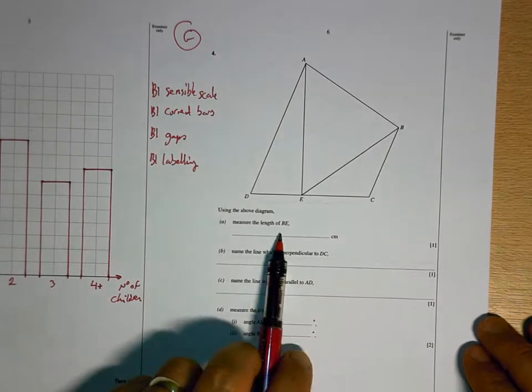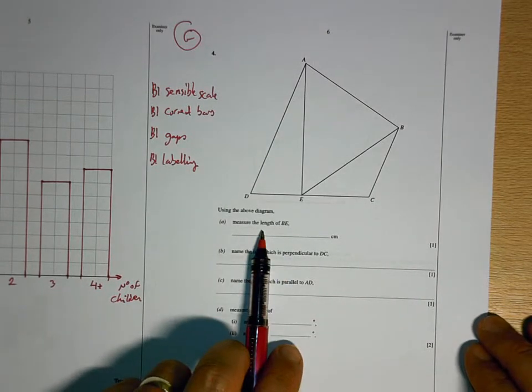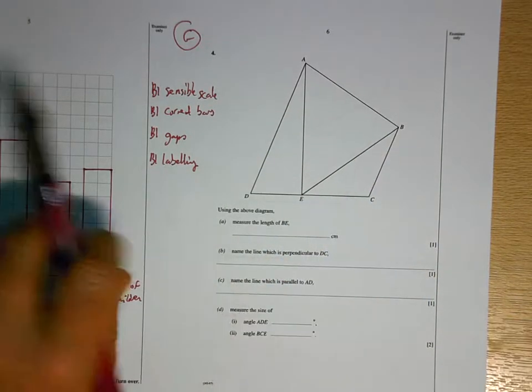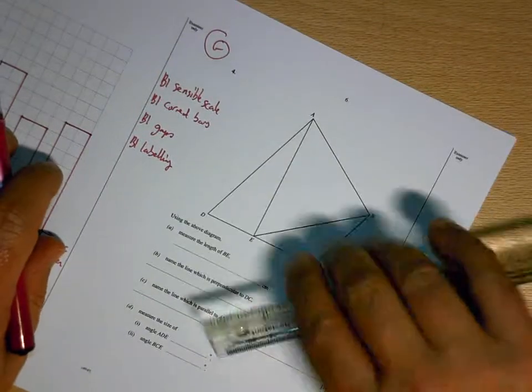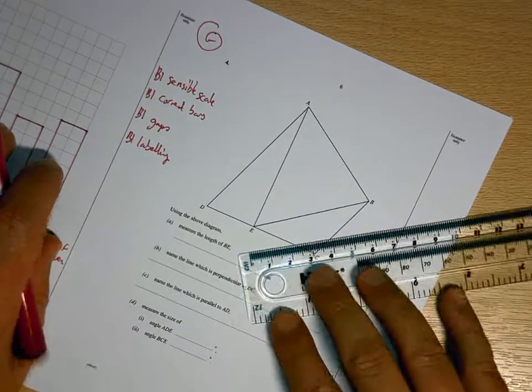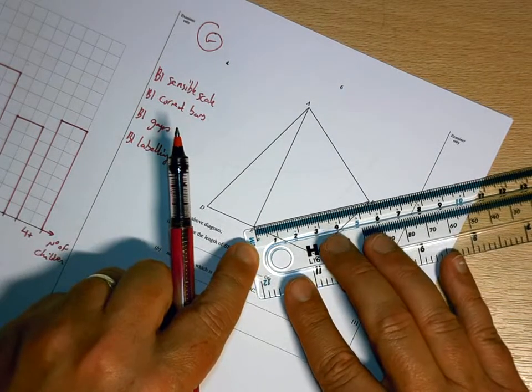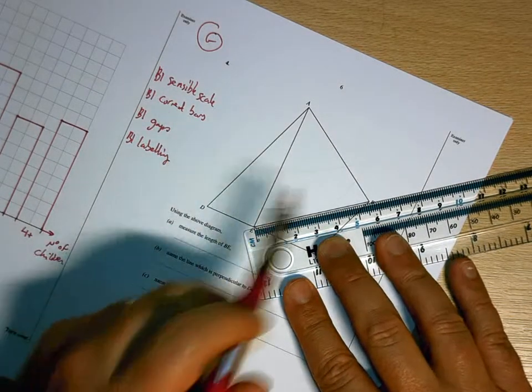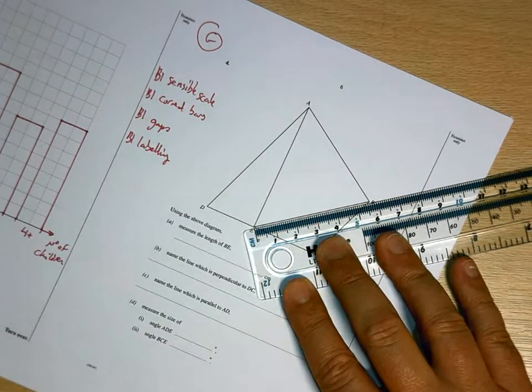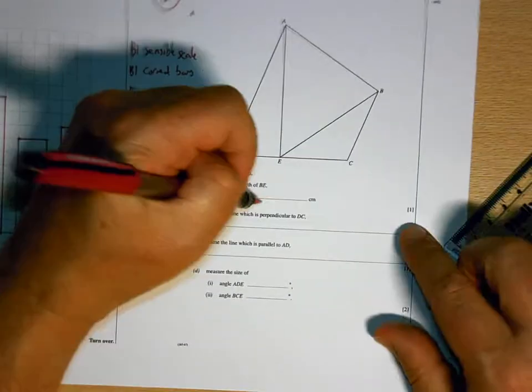Okay, measure the length of BE. So length is a ruler. This is the line BE. So you want to get your ruler, line it up 0, and you have to measure it accurately. So don't say, oh, it's 6 or oh, it's 5. It's 5.6 centimeters.